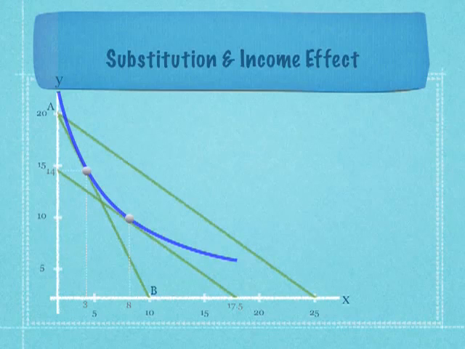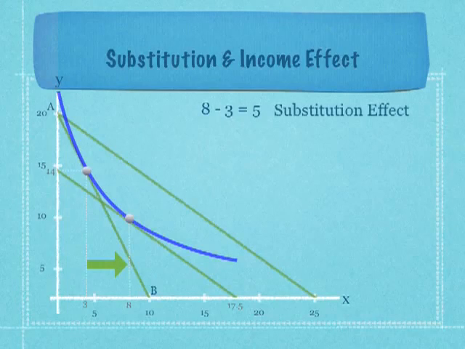So they're forced to consume at a level of 8X. The substitution effect is the change in the marginal rate of substitution, or the slope of the line. So the consumer moves down the indifference curve. The substitution effect is 8 minus 3, or 5. That's the substitution effect. And one more time, what that means is the consumer, since the price of X falls, will substitute X for Y.